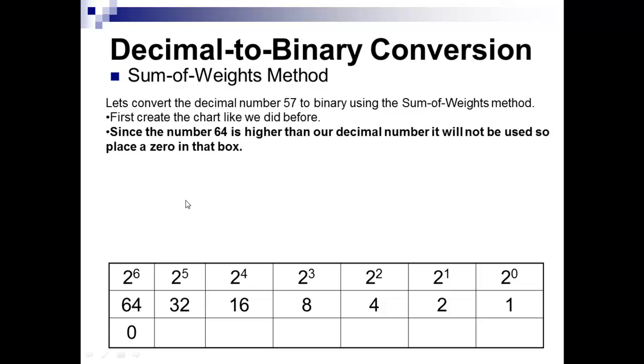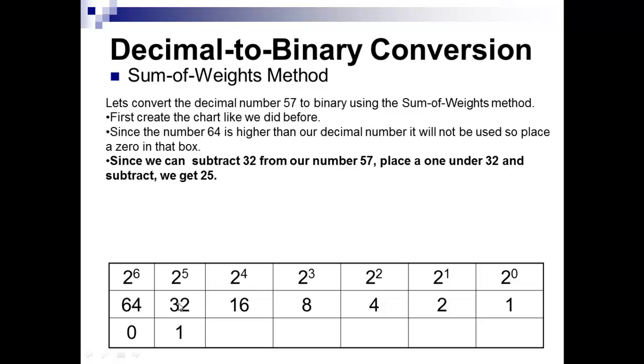The first thing you want to look at is, can we subtract 64 from 57? In other words, we're taking this number and subtracting it from our number. Well, unless you want a negative number, you can't subtract 64 from 57. So we're going to put a 0, saying no or false. No, we cannot do that. And go to the next number.